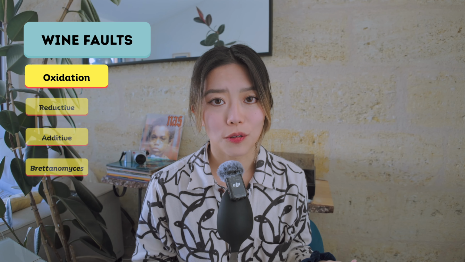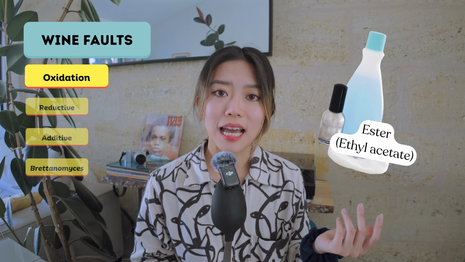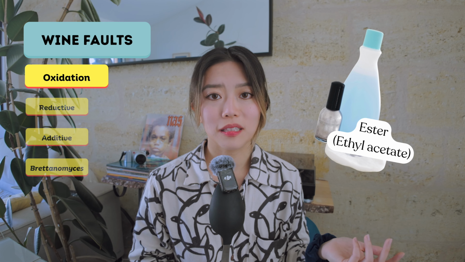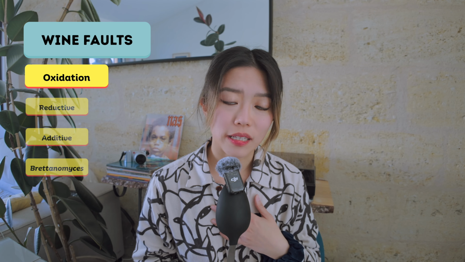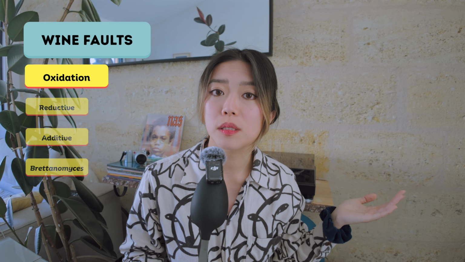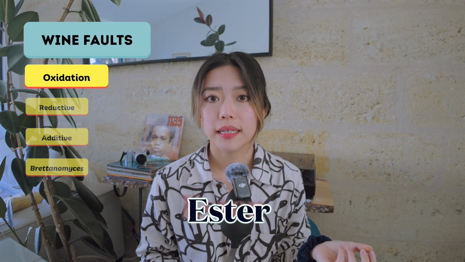In my training in the first semester, nail polish remover, ethyl acetate, is actually one of the only 2 defects I can really call out the name. The other one is vinegar because I really like balsamic. And guess who caused this problem? Your friend yeast again. So ethyl acetate is actually an ester created by yeast.